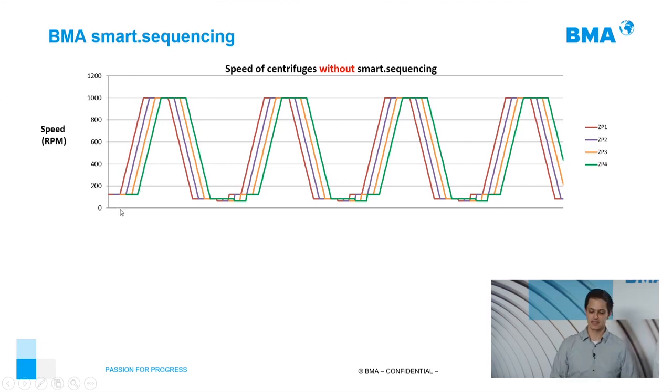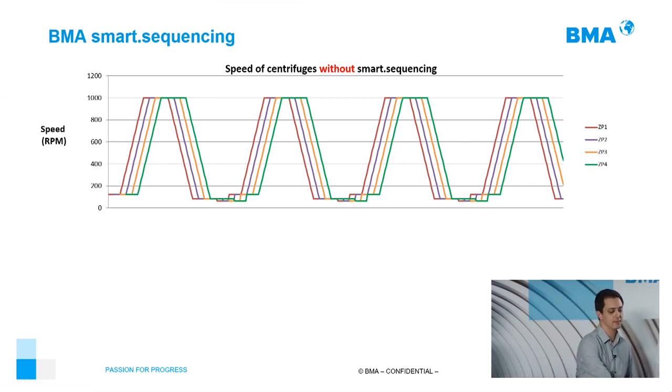And this time is, let's say, between 5 to 15 seconds, that this is the time one operator needs to start one machine and go to the next machine. And because of this, we can see that this is a really normal profile of the speeds of the centrifuges.